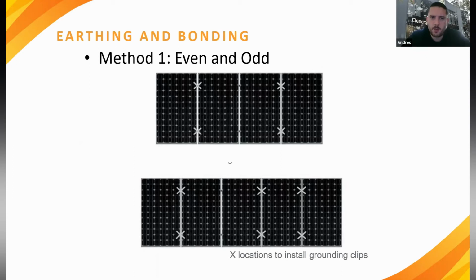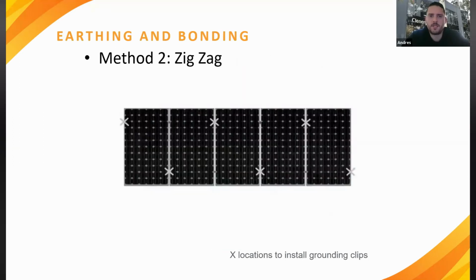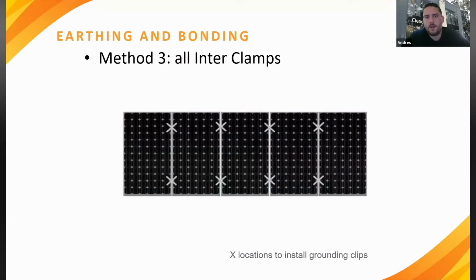So to successfully earth and bond arrays, we have three different methods, the first one being even and odd. As we can see in the top and bottom images, it has to cover all the panels, so we have to ensure that all the panels are properly earthed and connected to each other. The X locations will mark where to install the grounding clips. So the first method is this one. Then we have the zigzag method, which we can also use. And the third method would be all the interclamps.